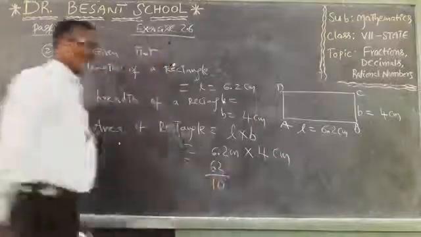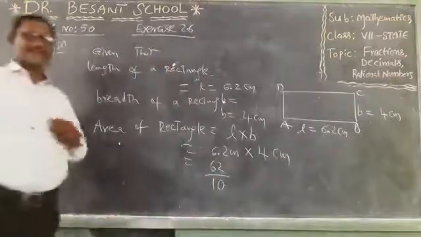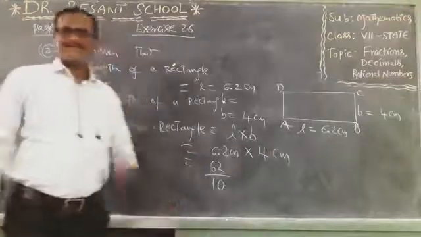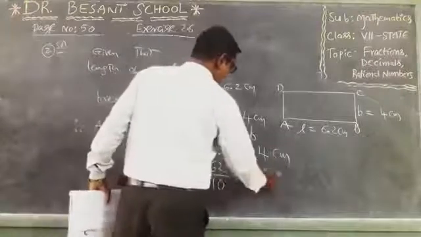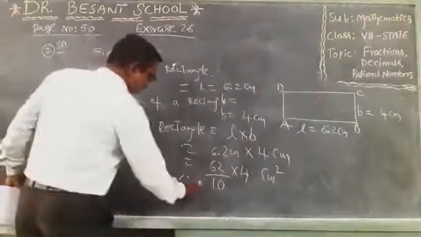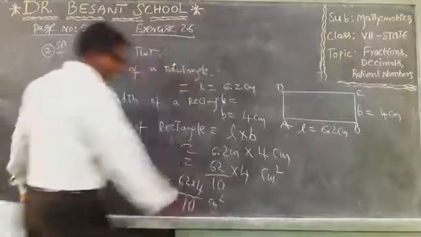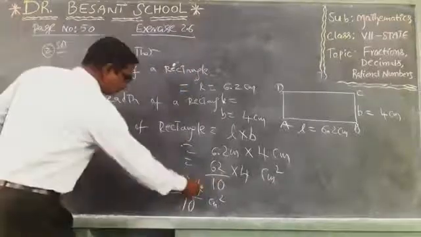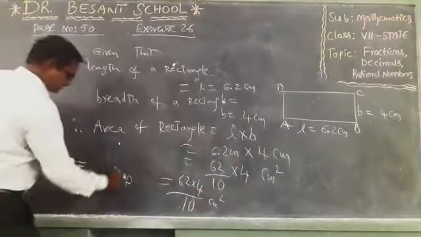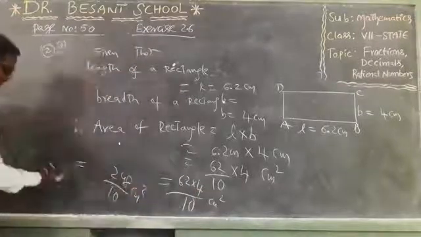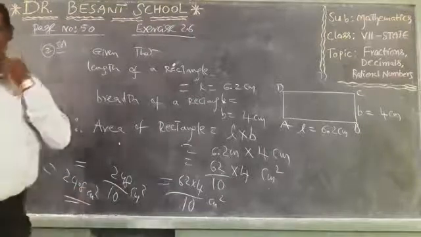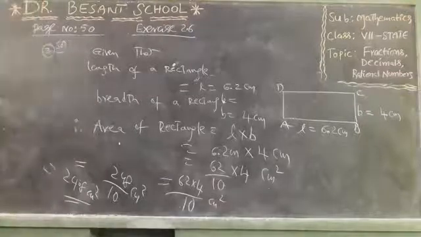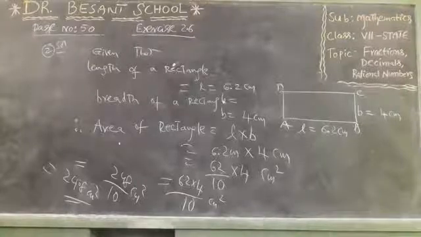6.2, how will you write it? 62 by 10. Don't do the normal multiplication. I told you already, 6.2 can be written as 62 by 10 into 4 centimeter into centimeter, centimeter square. Now this is 62 into 4 whole by 10 centimeter square. Now 4 2s are 8, 4 6s are 24, by 10 centimeter square. So 248 by 10 comes as 24.8 centimeter square. So did you understand, children, how we have found the area of a rectangle with the dimensions given? Okay?